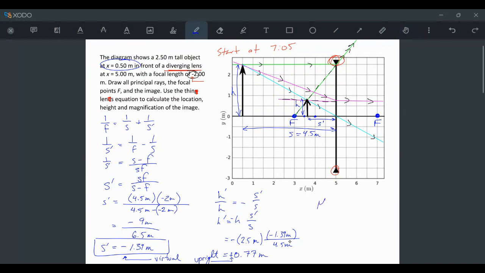Lastly, we need to calculate the magnification. A couple different ways we can do this. The one that makes most sense to me is just taking the ratio of the heights. So we have 0.77, which we just calculated. That's the image height. 2.5 was the object height. And we get 0.31. So this number is less than 1, which means the image height is smaller, which again, the arrow that we drew, it's smaller than the object. So everything is consistent and everything makes sense, which is good.